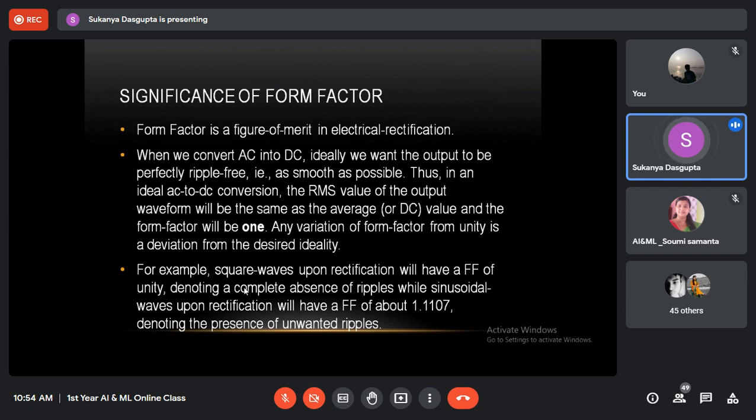That's why a constant signal always has unity form factor. Any variation of form factor from this unity is a deviation from the desired ideality. So for example, a rectifier output that is perfectly constant will have a form factor of unity, denoting complete absence of ripples, while sinusoidal waves on rectification will have a form factor of about 1.11, denoting the presence of unwanted ripples.